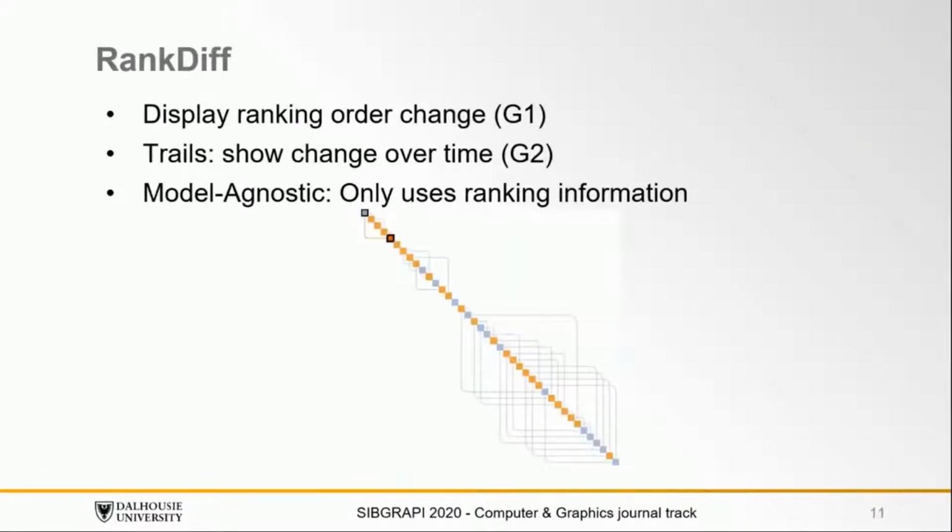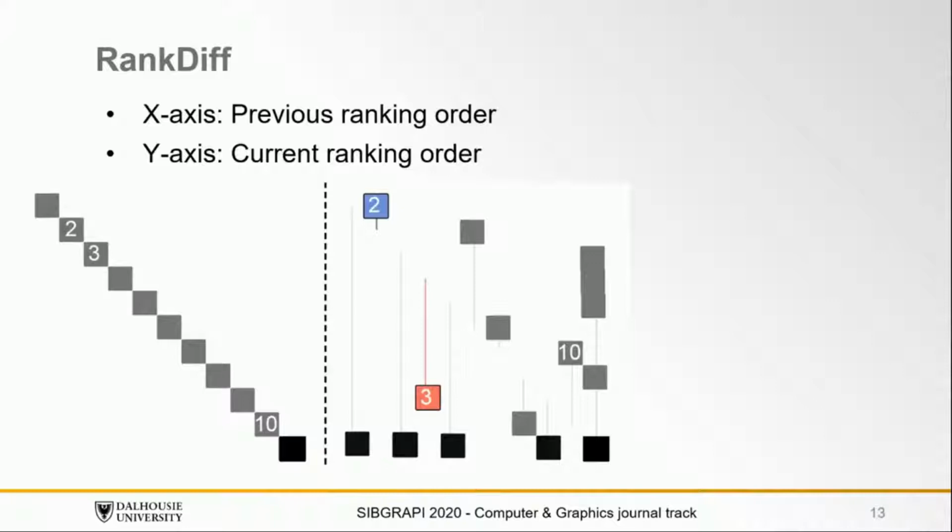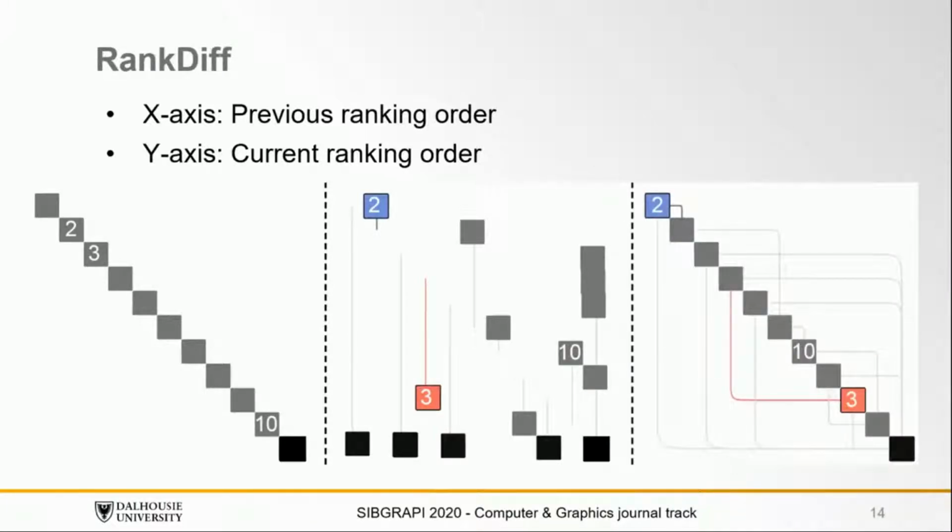RankDiff displays ranking order change and also displays change over time in the form of trails. This visualization is model agnostic, since the only information used is the ranking order. The instances are displayed in a grid, being positioned on the horizontal and vertical axes based on the previous and current ranking order. For instance, on the left, we can see a set of results in a diagonal. This happens because both axes are using the same ranking order. Now, consider that a new ranking order is defined for the vertical axis. The elements start to move up or down to their new ranking position. Then, to realign the results, we update the horizontal axis to follow the same ranking order. By doing this iteratively, we can see the ranking changes over multiple iterations.